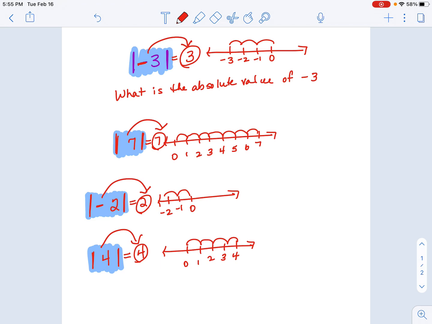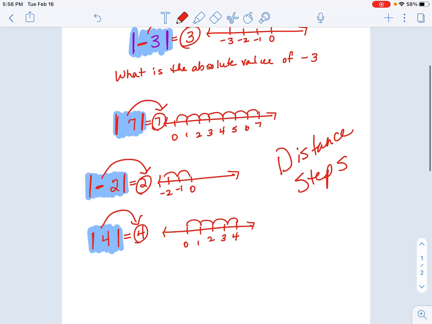This was positive, so my answer was positive. This was negative, my answer came out positive, positive, positive. Because it's talking about a distance or steps. You can't have negative distance or negative steps. Even if you walk backwards, you're still taking steps. So, the trick of absolute value is the answer is always the number inside of those bars, but it's always going to be positive.